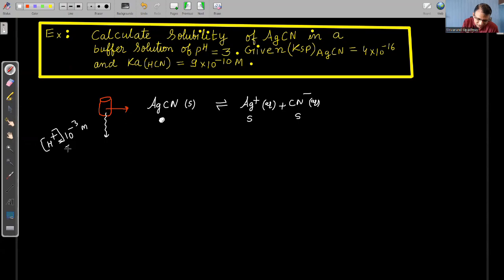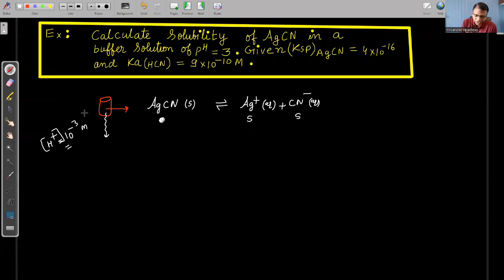So because of this concentration of H plus ion, since it is sparingly soluble, the concentration of CN minus ion should be smaller. If this buffer is not there, we can apply the formula solubility square is equal to Ksp. So solubility is under root Ksp, so 2 into 10 to the power minus 8. Obviously, since it is sparingly soluble, the CN minus coming from this salt is very small.